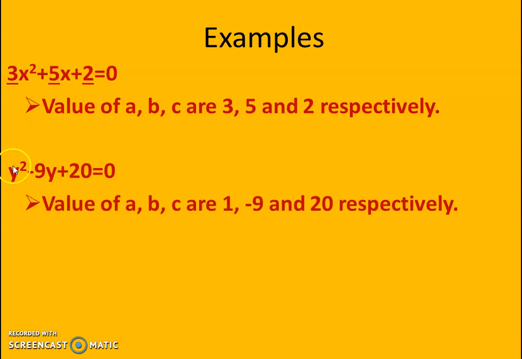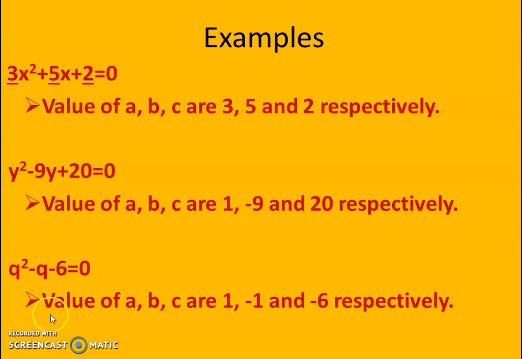The next quadratic equation we have is y square minus 9y plus 20. So no number is written in front of y square. When we have this case, that particular coefficient is considered as 1. So here the coefficient of y square is 1, the coefficient of y is minus 9, and the constant term is 20. So we can say the value of a is 1, b is minus 9, and c is 20.